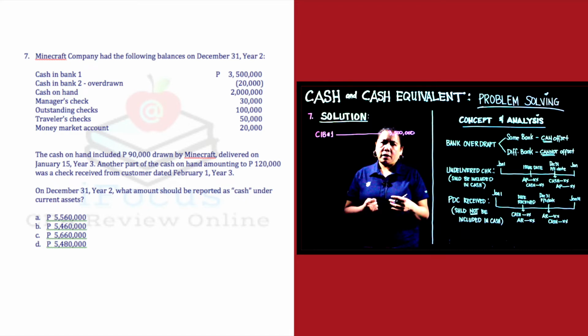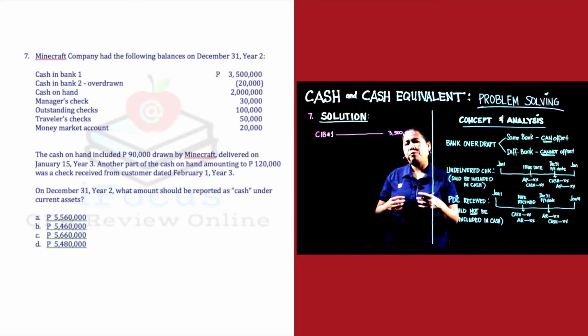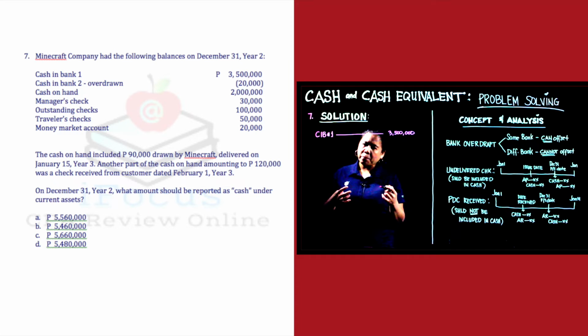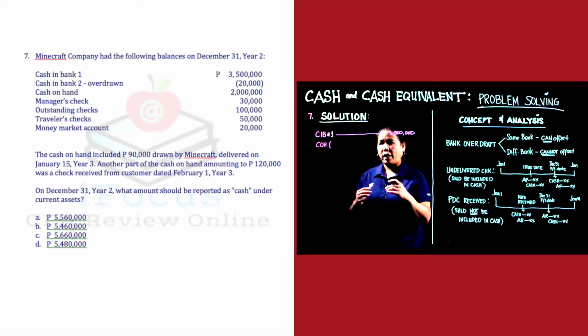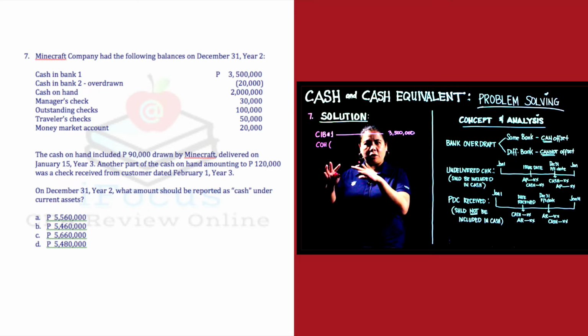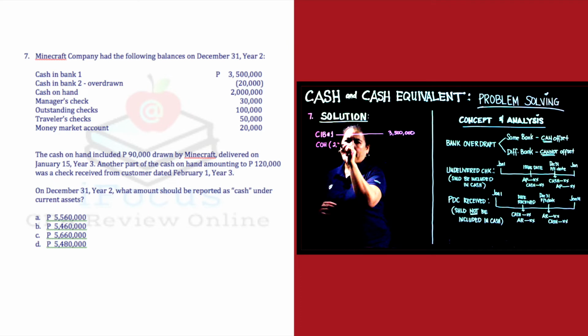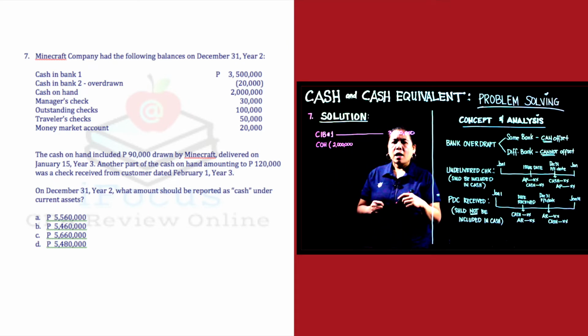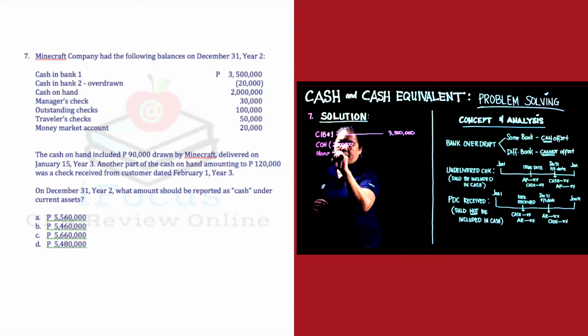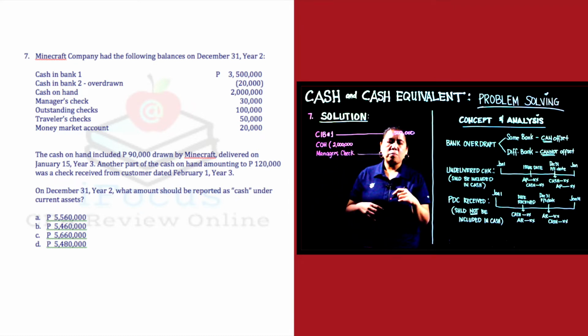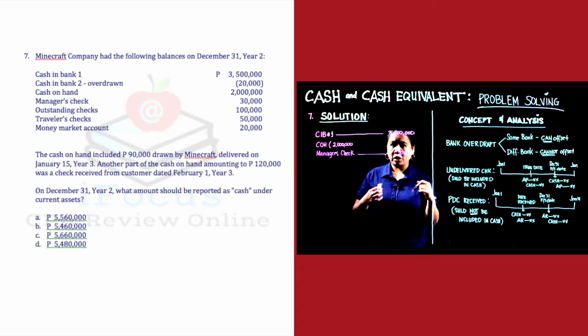Another item is cash on hand of 2 million. Alright, syempre kasama yan sa ating total cash. Meron pang mga adjustment itong 2 million. Okay? So, ilalagay muna natin yung 2 millions in parentheses. Alright? Another item is manager's check. Syempre, kasama yan sa total cash natin. Amounting to 30,000. Alright, outstanding checks.